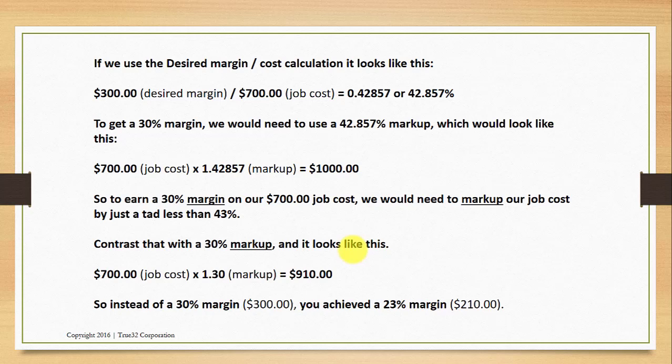So to earn a 30% margin on our $700 job cost, we would need to mark up our job cost by just a tad less than 43%. Contrast that same math with a 30% markup, and it looks like this: $700 job cost multiplied by 1.30, or a 30% markup, and you only get $910. So instead of a 30% margin of $300, you achieve a 23% margin of $210.